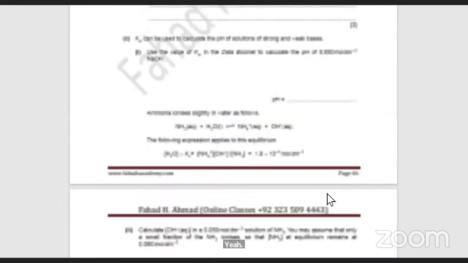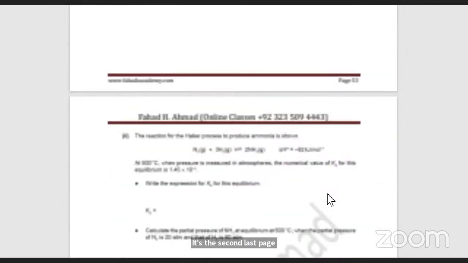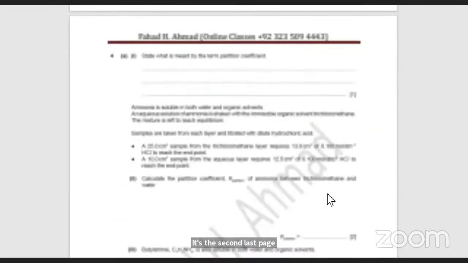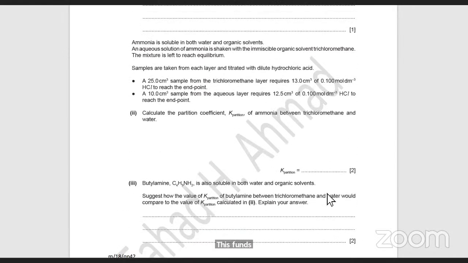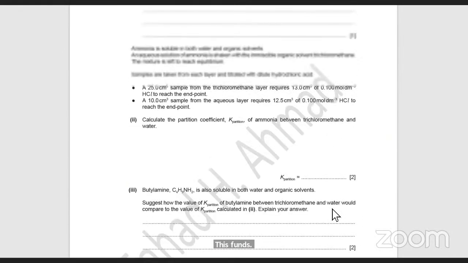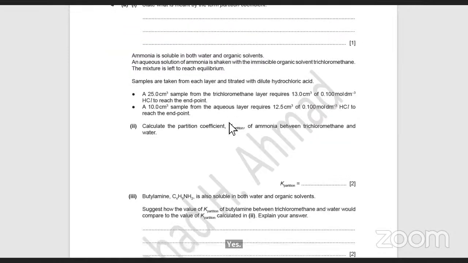Okay, where is it in this? It's the second last page, this one. Yes. So partition coefficient is the ratio of the solubility of a solute in two different immiscible liquids.